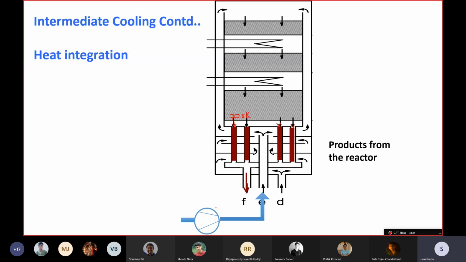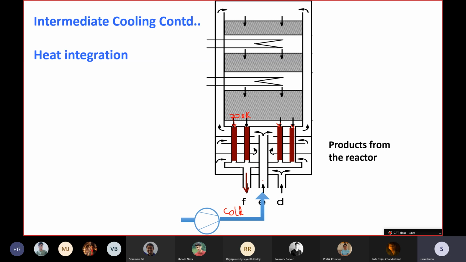Now this is the feed, which is the cold stream. When you bring the cold fluid and hot fluid in contact with each other, what will happen? Heat transfer will happen. That way the temperature of the reactants can be improved. So you can see a very clever mechanism they employ in industrial reactors.